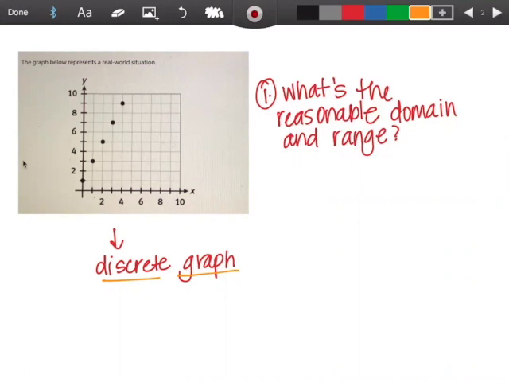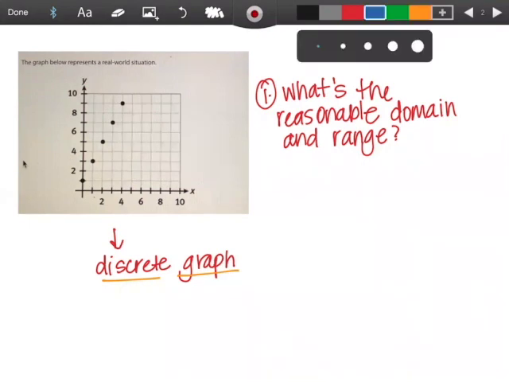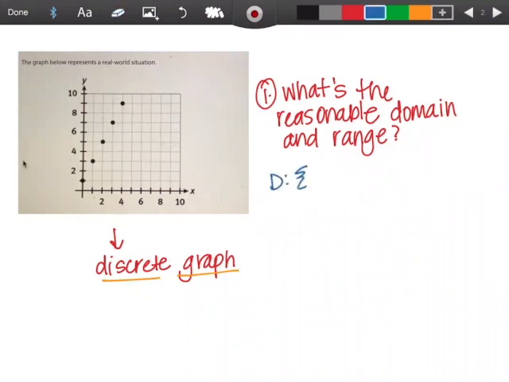Looking at this graph here, we are going to figure out the reasonable domain and range. Remember, reasonable means if it's a real world situation, it has to make sense. If we're talking about miles and time, things of that nature, it reasonably wouldn't be negative numbers. So when you're looking at the domain of a discrete graph, you really need to find the coordinates of each point, for the domain and the range.